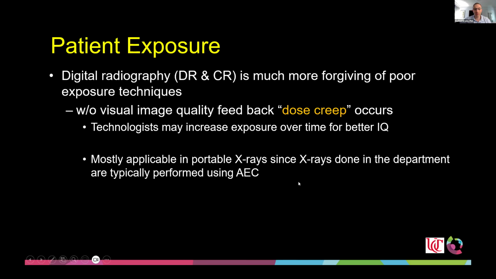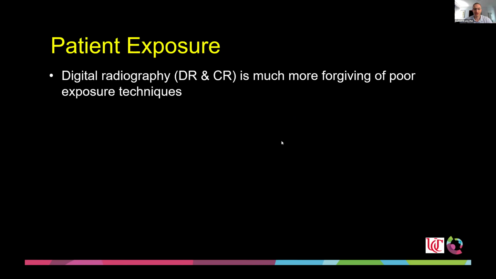We see this mostly in portable x-rays because we use fixed techniques, but dose creep can really affect patient doses over an entire population.